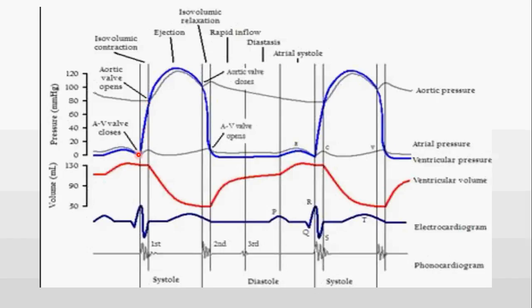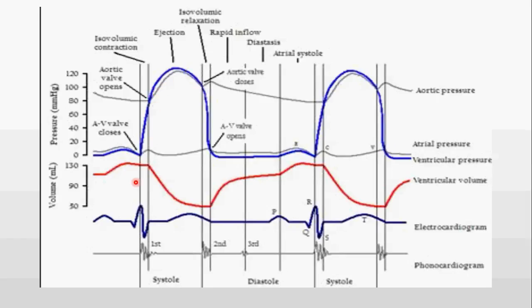So as the pressure rises, the aortic valve opens up. Once the aortic valve opens up, we see that the blood in the ventricle just starts ejecting into the systemic system. Notice that the pressure in the ventricle is slightly higher than that of the aorta.